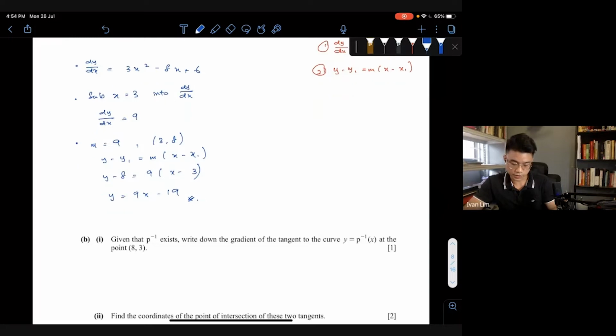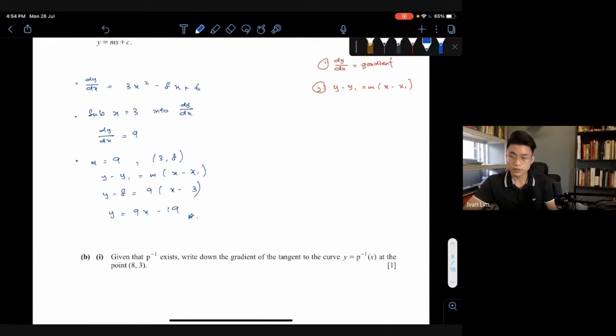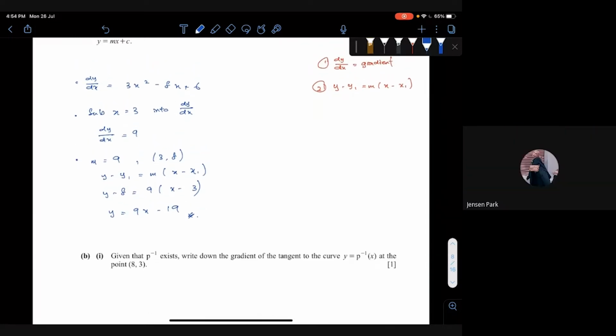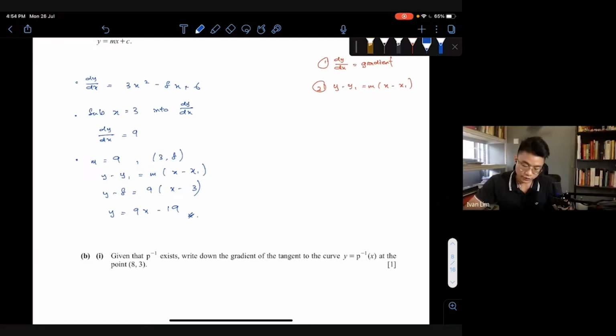Just like I saw y'all discussing this one. Just flip the gradient. So given that P inverse exists, write down the gradient of the tangent to the curve y equals P inverse x at the point 8, 3. So you all have to remember that gradient, when we find the inverse of it, it will just be 1 over the value. No negative also. That's for perpendicular.